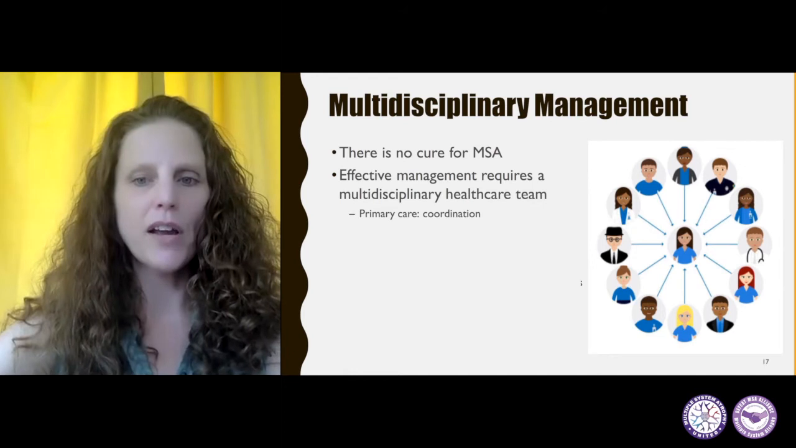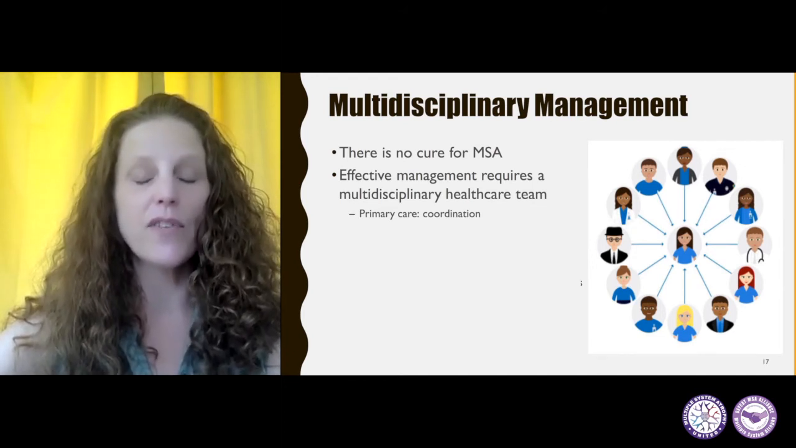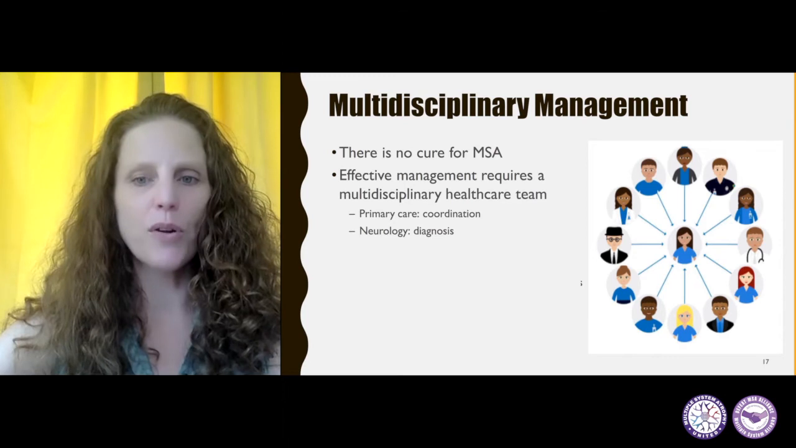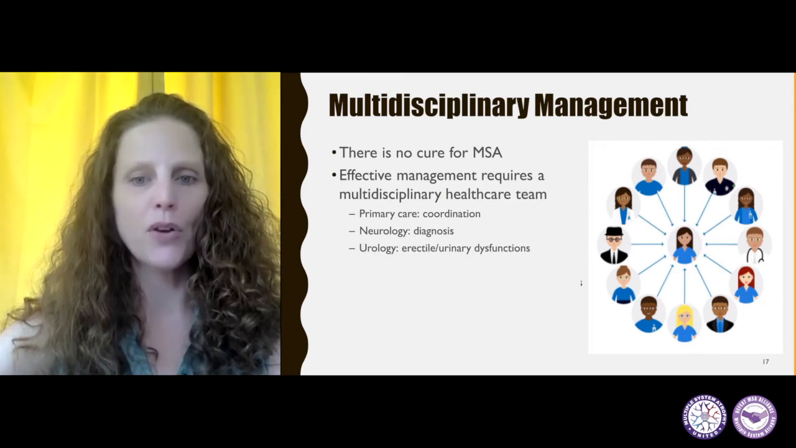The role of primary care providers is critical because they often see the earliest manifestations of disease and serve in the role of care coordination. A neurologist is an important member of the team to assist in making a formal diagnosis and managing disease complications. Urologists can help in the management of erectile and urinary dysfunctions.